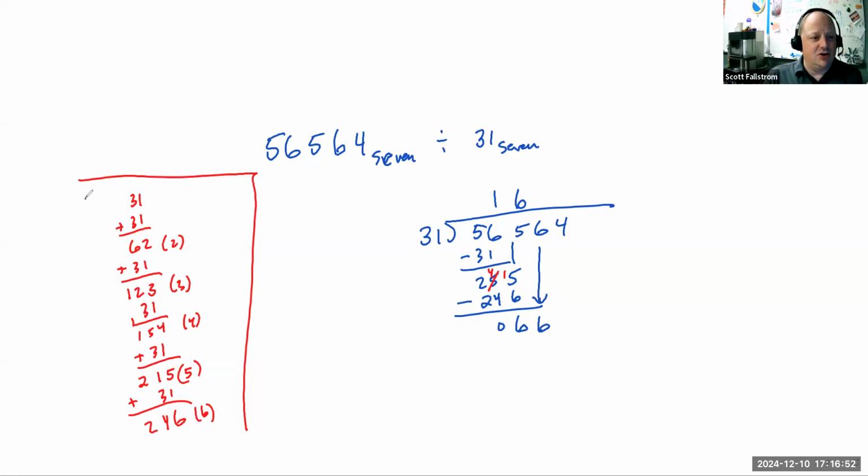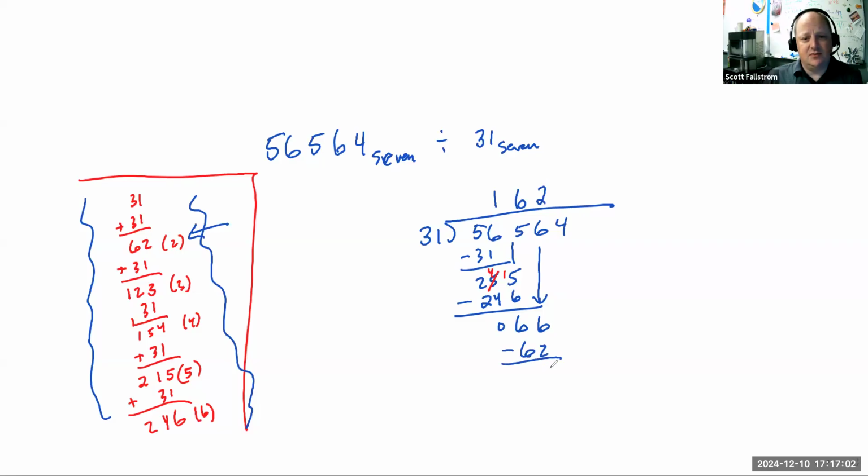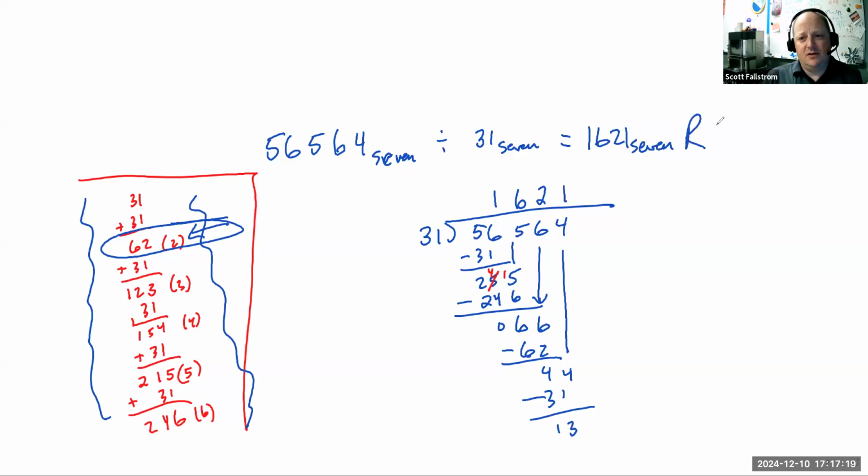Well, now I've got a little chart here. This chart is my best friend. I need 6, 6. My option here is two of them, because two of them gives me a 6, 2. When I subtract, I get a 4. Bring down. And 4, 4, I would look here again. 6, 2 is too big, so the best I can do is one of them. There's a group of 3, 1. It leaves me with a 1, 3. And so my answer is 1, 6, 2, 1, base 7, remainder of 1, 3, base 7.